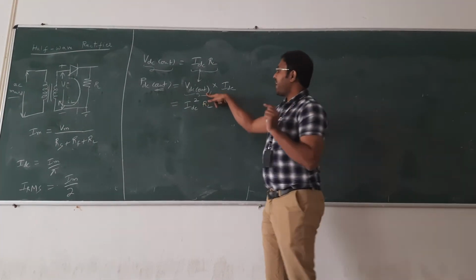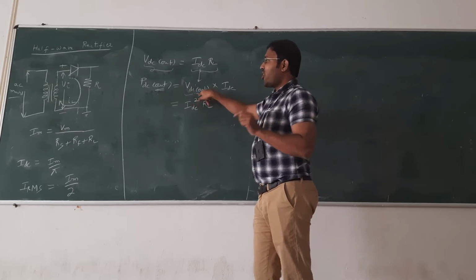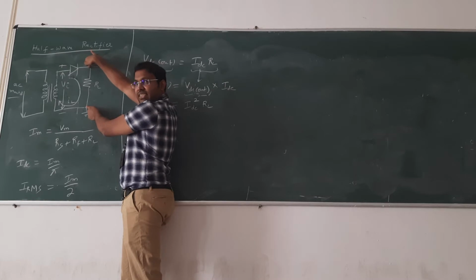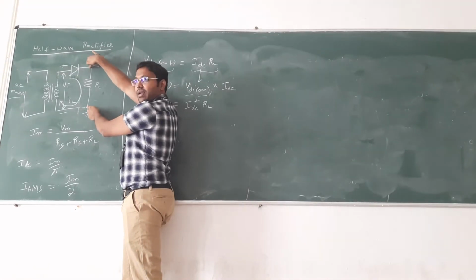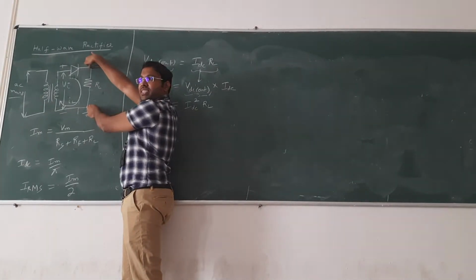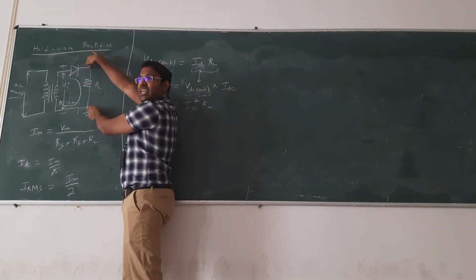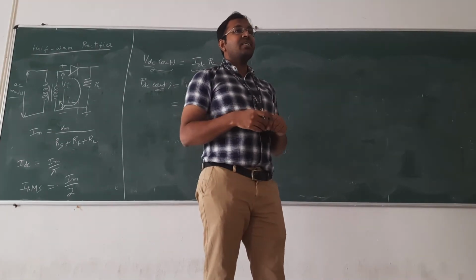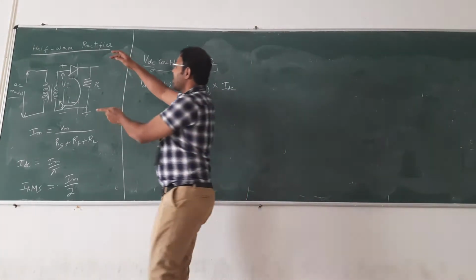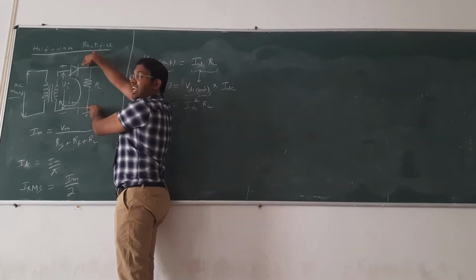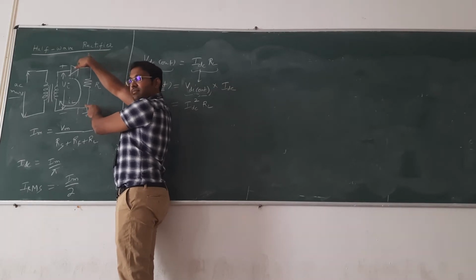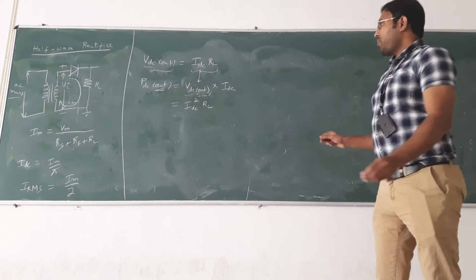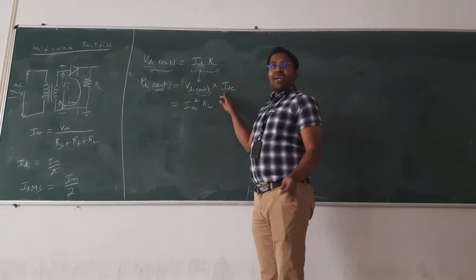So what do we mean by DC output voltage? It means the DC voltage here. The DC output voltage means the DC voltage here. Clear? AC output voltage means the AC voltage here. Clear? So PDC out will be VDC out into IDC.